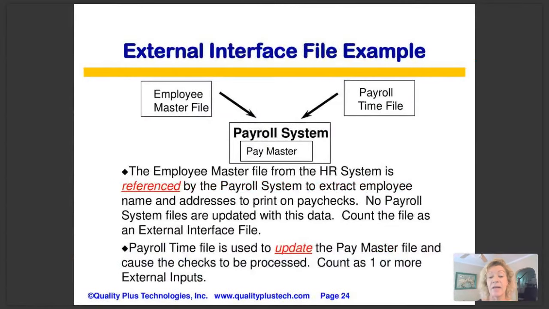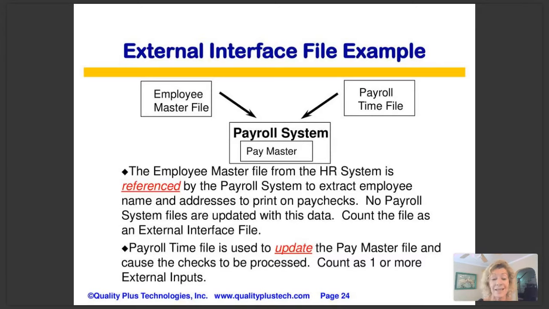So an example, we've got an employee master file from the HR system that is referenced. And this is going to be on the exam. It'll say something like it's referenced or it's read to extract. So in other words, to take a look at the employee name and address to put on paychecks. We're not updating any files, any of our ILFs. We would count that file as an external interface file. So we're taking a look at it.